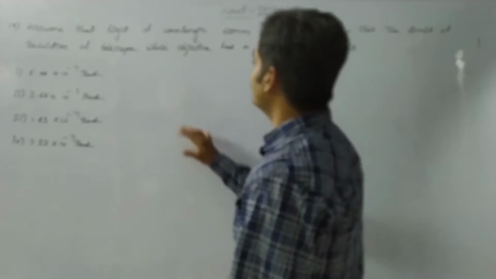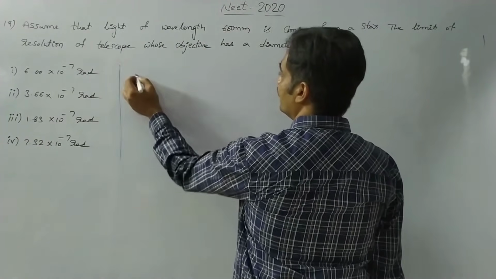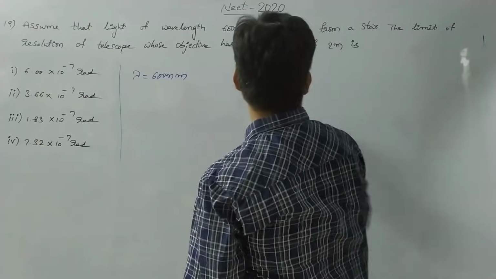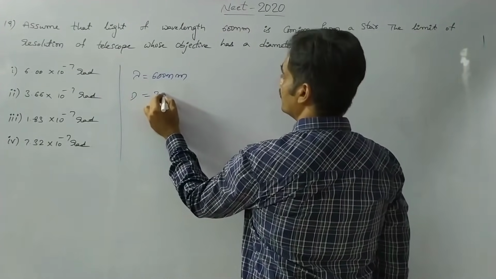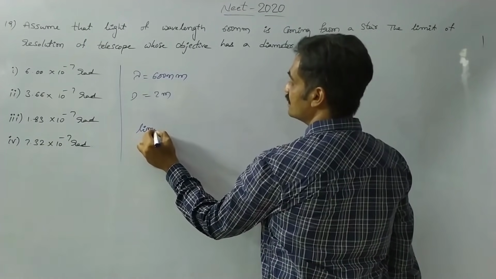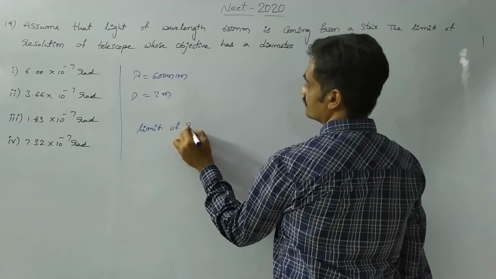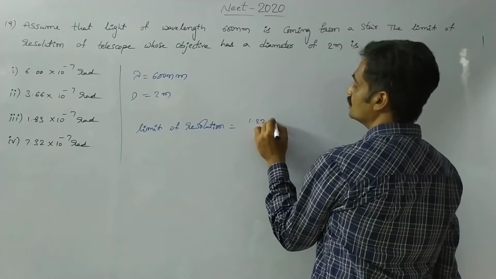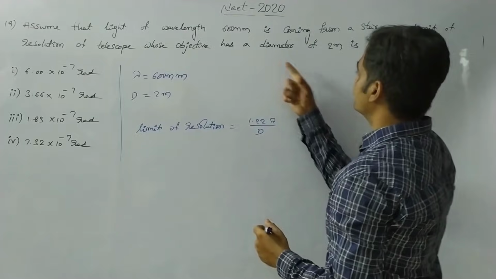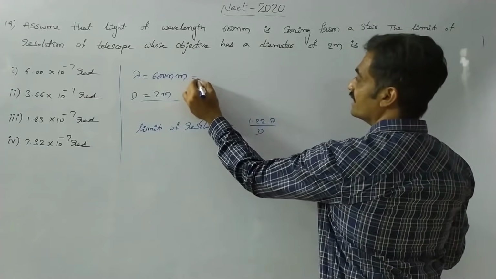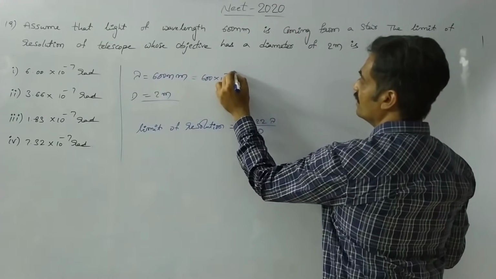The next question is, assume that light of wavelength 600 nanometer is coming from a star. The limit of resolution of the telescope whose objective diameter is 2 meter. So now here we have to represent the limit of resolution. The limit of resolution of a telescope is equal to 1.22 lambda by d, where d is diameter, and here d is equal to 2 meter and lambda equals 600 nanometer, which we can write as 600 into 10 to the power of minus 9 meter.